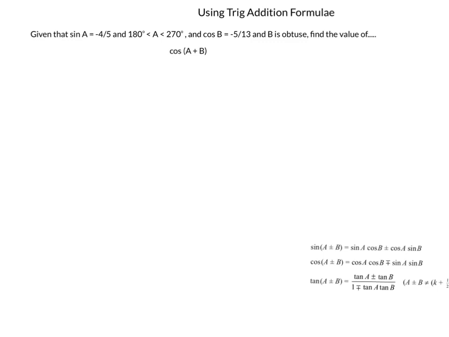I've looked at the examples and the questions in the Edexcel Pearson textbook, and I've adapted a couple of those just to make my own examples that I'm going to walk through and talk about the method. Here we're given sine A is negative 4 over 5, and we know A is between 180 and 270. Cos B is negative 5 over 13, and B is obtuse.